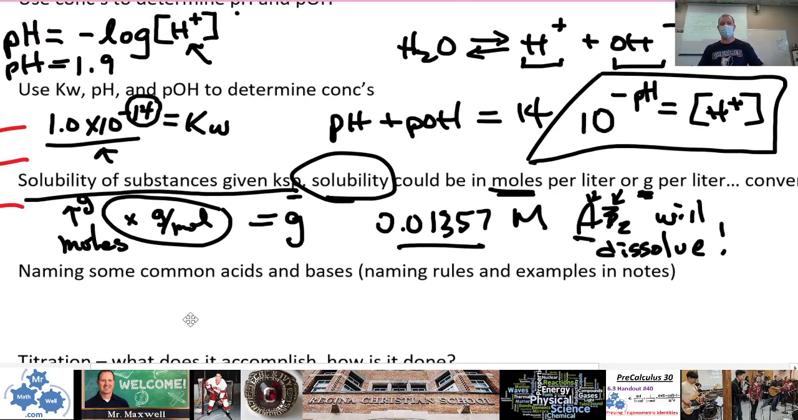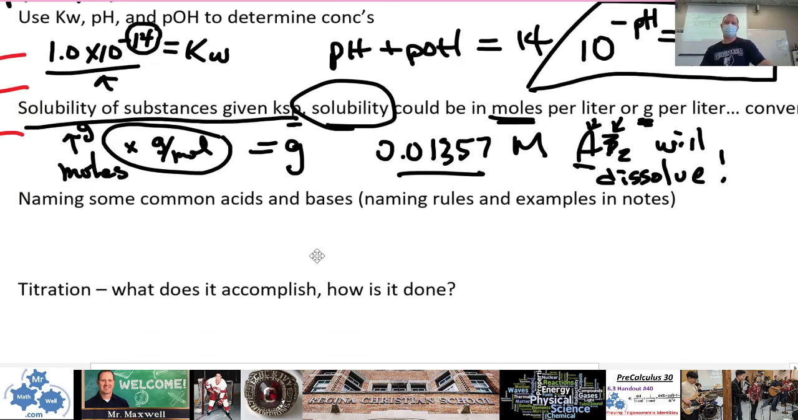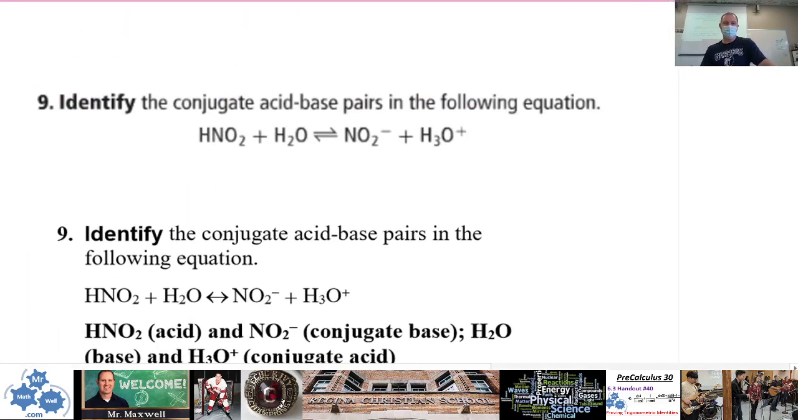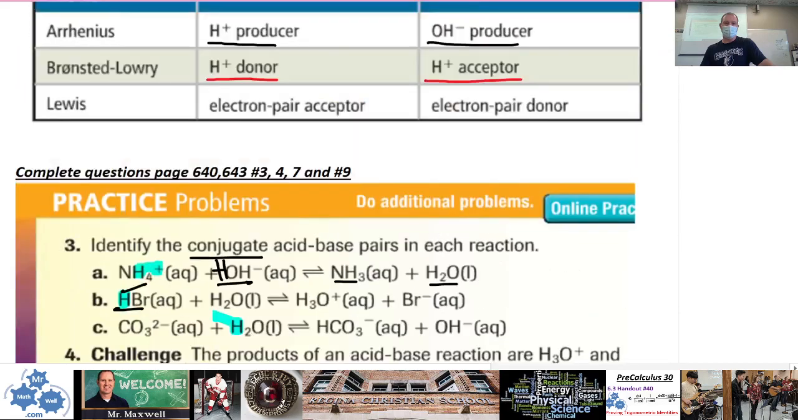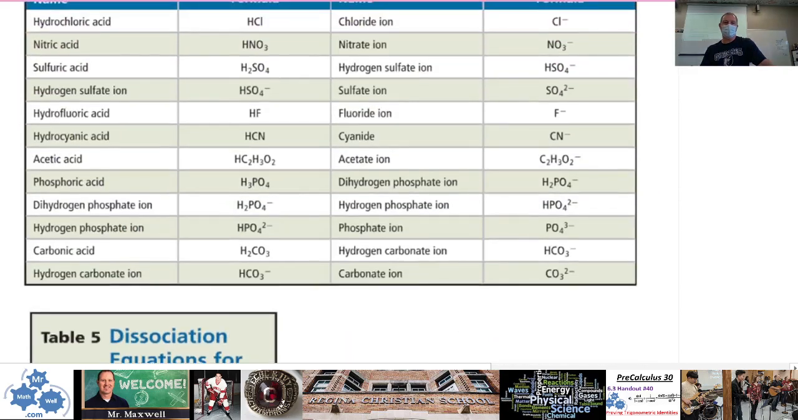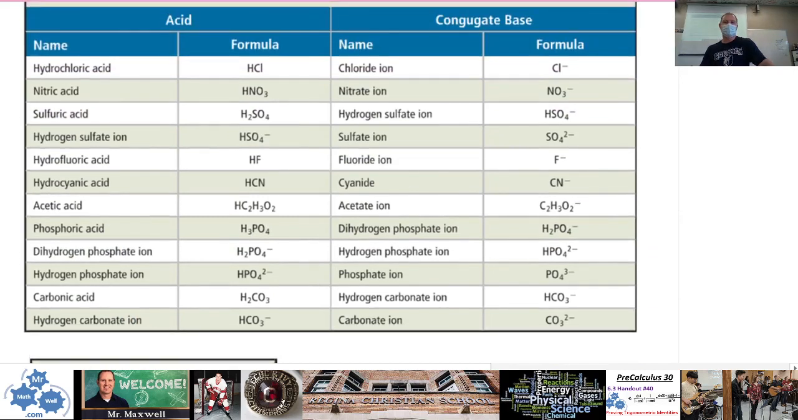Okay, so naming some common acids and bases. Remember to study your notes there. You should know how to name binary acids for sure. You should know some names for some common acids and bases. In the notes, we talked about some common acids and bases. There's a bunch of hydroxides, right? Those are strong common bases. And here's a list of some common acids as well. I would suggest you try to memorize some of these.